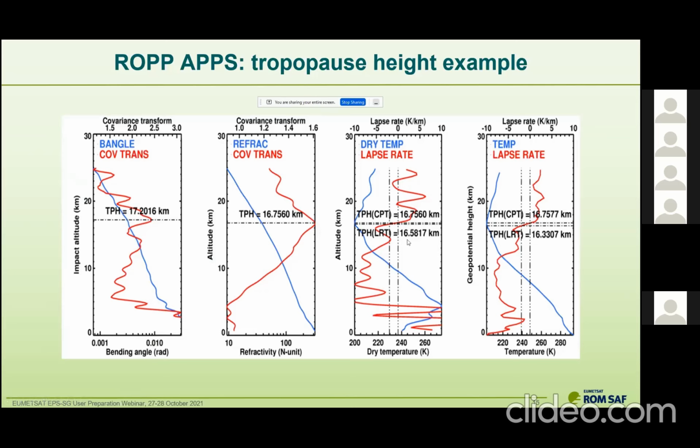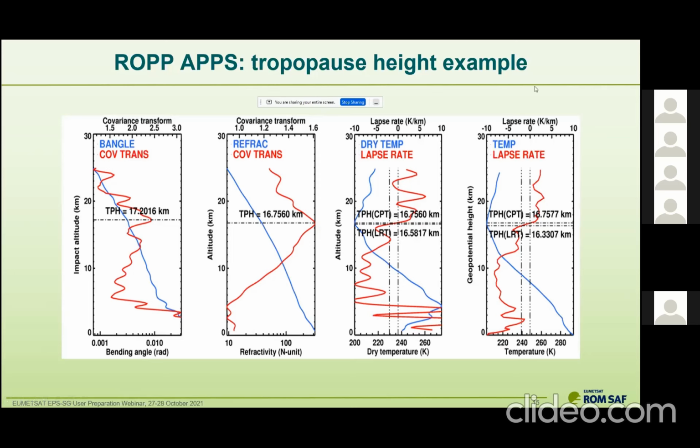You can do this for the dry temperature, which is a sort of processed version of the refractivity. And there are 2 measures of tropopause height you can make from temperature. One is based on the lapse rate, to the WMO definition, when it falls below a certain value, and one is based on the cold point, which is when the lapse rate is 0, when you've reached the minimum temperature. And both of those are produced in ROPP, and you can examine and do that.